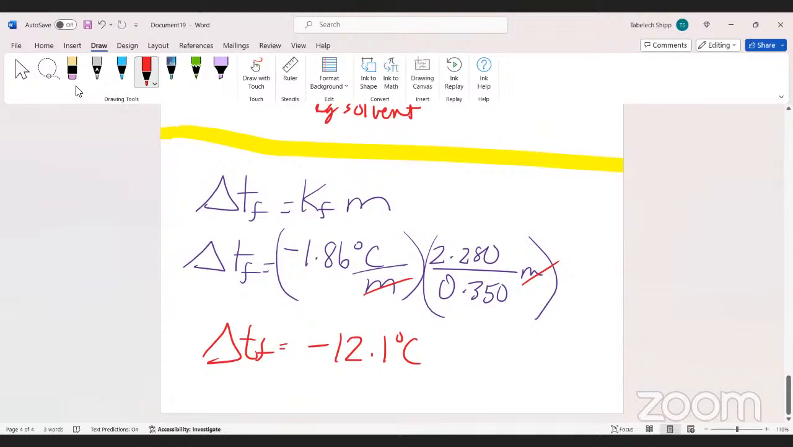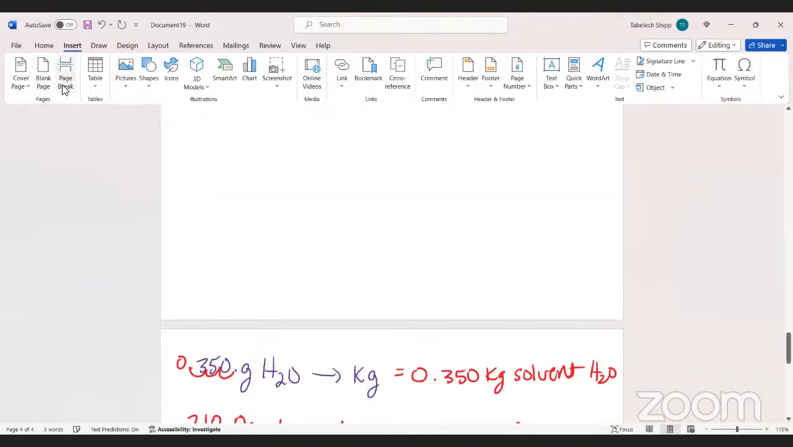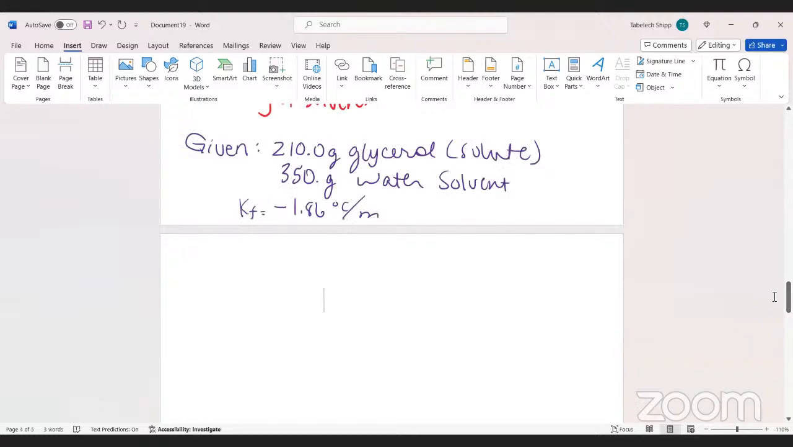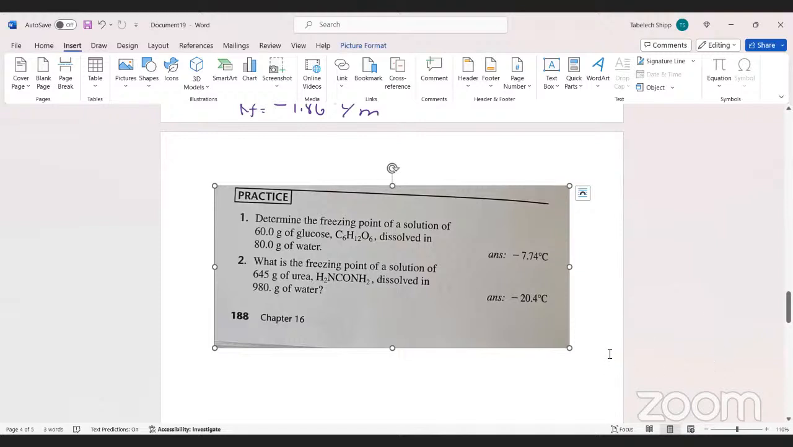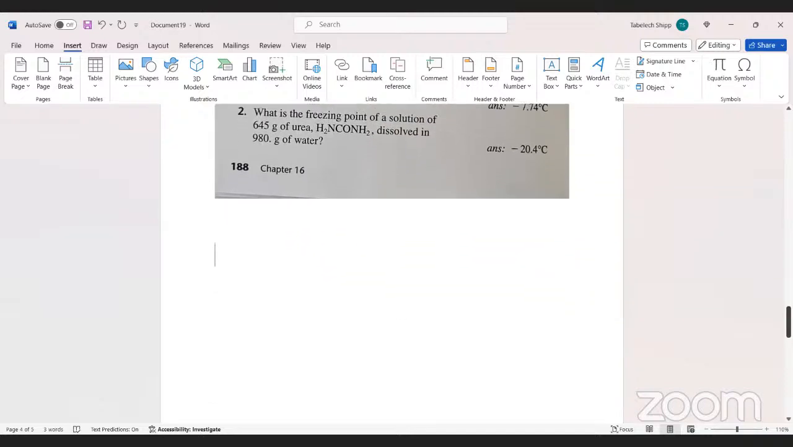Okay. So let me insert a separate page. Whoops, it did it like that. Okay, there we go. Let me move that up. Okay, so we're on number 2 now. And I'm going to hide part of number 1 so that we can just focus on number 2. I'm going to zoom in so y'all can see the problem.